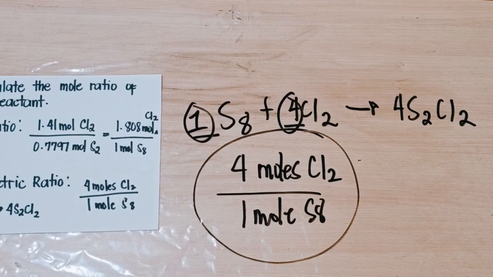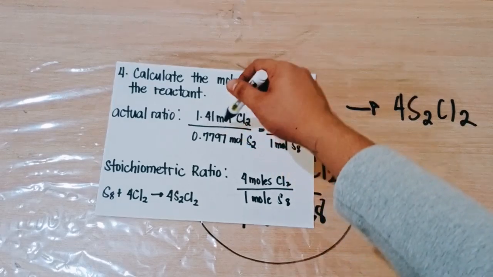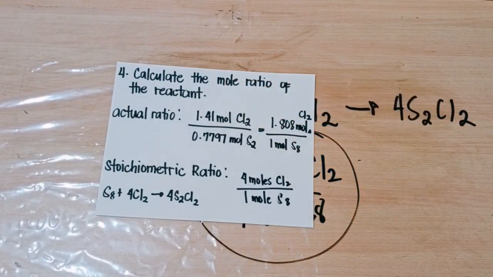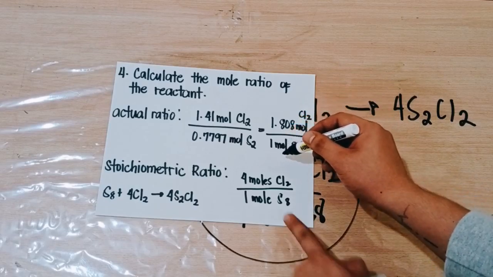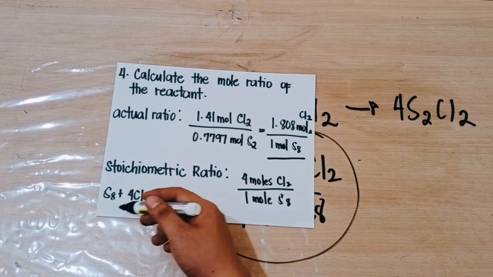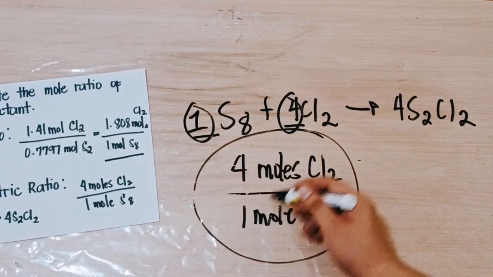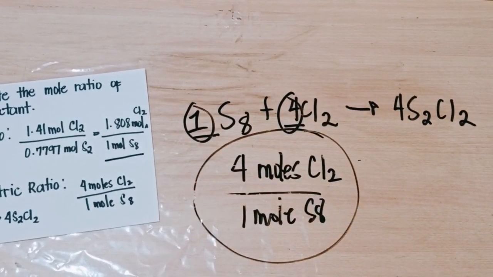Again, sa step number 4, you need to calculate the mole ratio of the reactant. We have dalawa, actual ratio saka stoichiometric ratio. Sa actual ratio, i-divide mo lang yung na-calculate mong moles sa sulfur saka chlorine. Tapos kung ano yung product, ito yung tinatawag nating actual ratio. Pag sa stoichiometry naman, i-divide mo lang yung moles ng chlorine doon sa coefficient, base sa coefficient, then kung ano yung nalabas dyan ng product, yun yung stoichiometry ratio ng reactant.